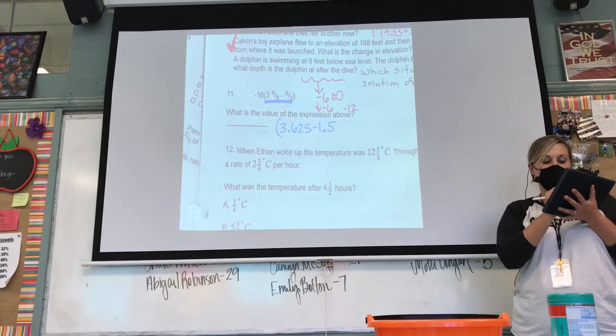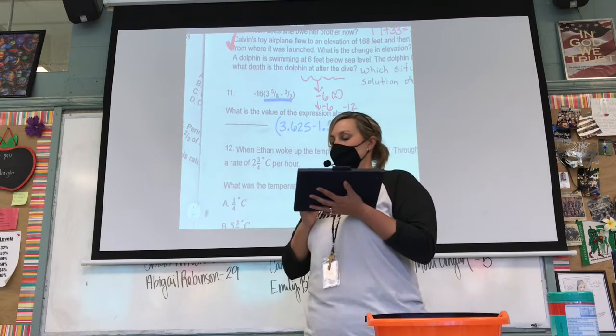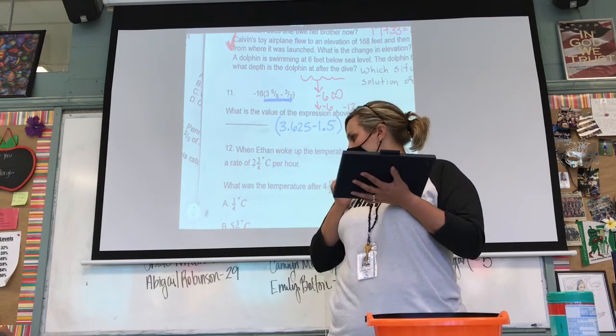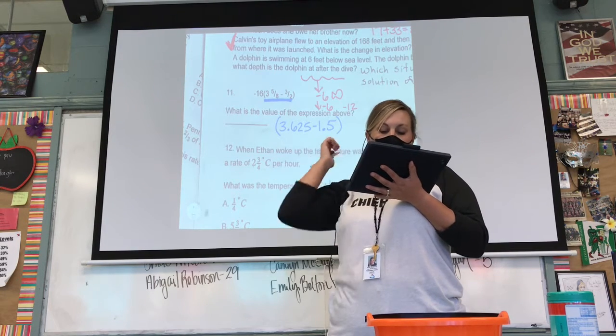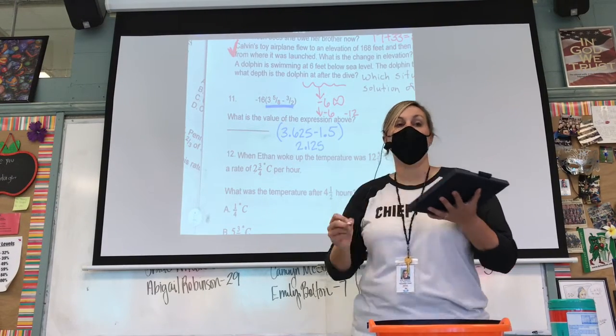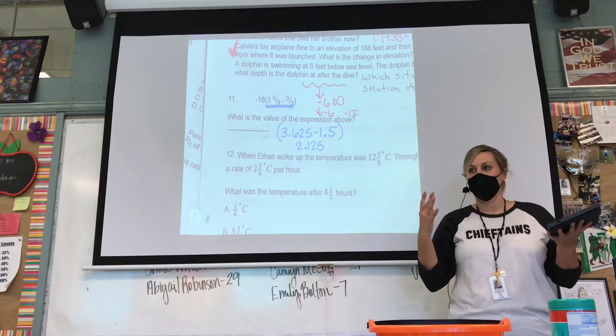Subtract them. And when you subtract them, y'all got calculators? Somebody tell me what it's going to give me. I did distributive. You did distribute them? You could do it that way. What'd you get? 2.125. Now, that's everything inside the parentheses. What do we still have to do?